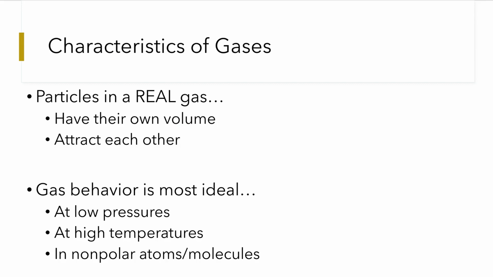So let's review. We covered this during your kinetic molecular theory notes. So let's go over it again. Particles in a real gas have their own volume and attract each other. But under the assumption of the kinetic molecular theory, gases are considered to be ideal, meaning they follow what we've learned from the kinetic molecular theory. So they don't have their own volume and they don't attract each other. Okay, so those were postulates y'all should have known.